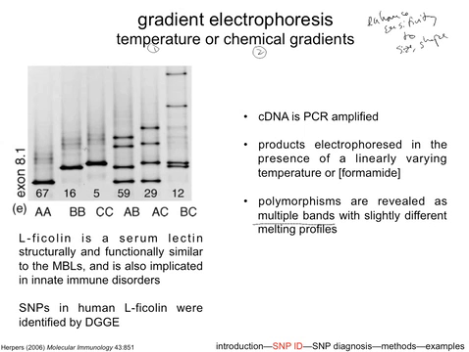In any case, SNPs in L-ficolin were identified in this paper by DGGE, and we'll just take an example of this. If we weren't separating this molecule by temperature gradient electrophoresis, then what we would see is one species, and instead we see four. So this suggests we have a variety of SNPs that we have identified by this method.